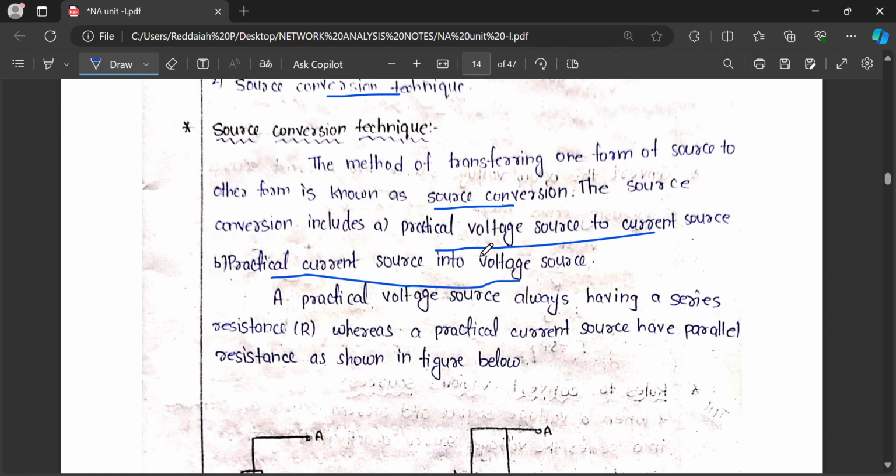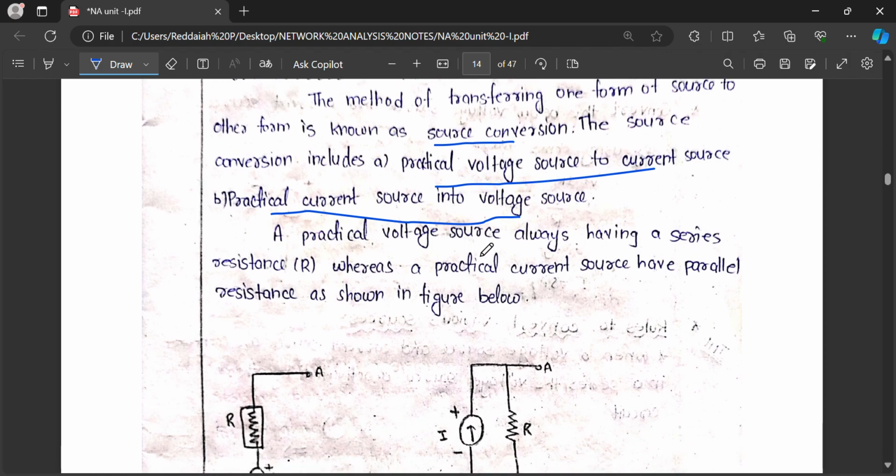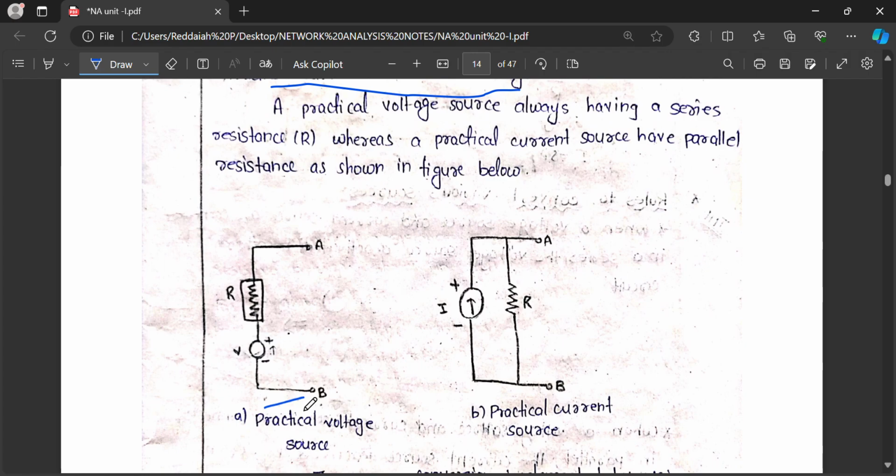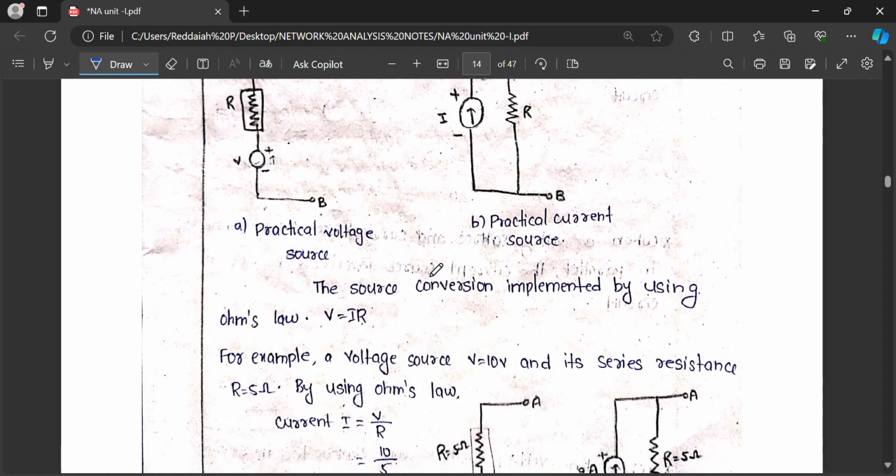A practical voltage source means some voltage with some resistance also there. What is meant by a voltage source? A practical voltage source always has a series resistance. The voltage source is the active element which has series resistance, whereas a current source has parallel resistance. This we have to remember: a voltage source always has series resistance, whereas a practical current source always has parallel resistance. If you remember this, you can easily solve how to convert a voltage source into a current source.